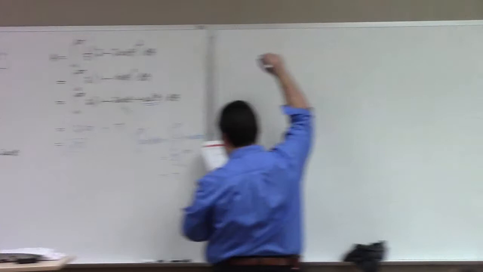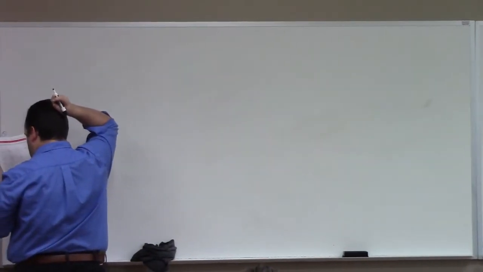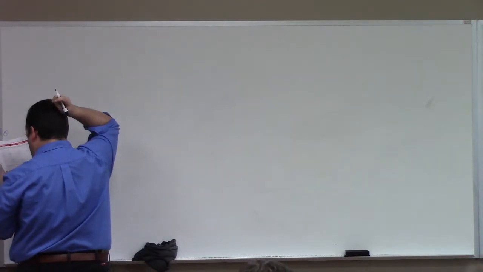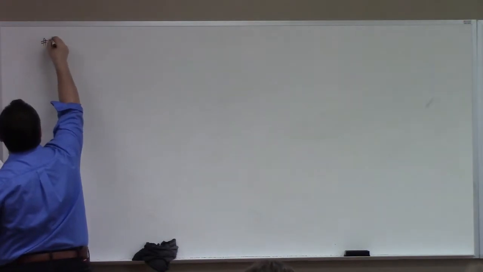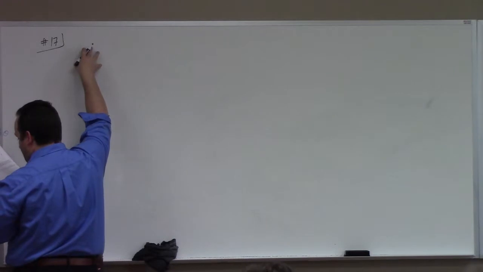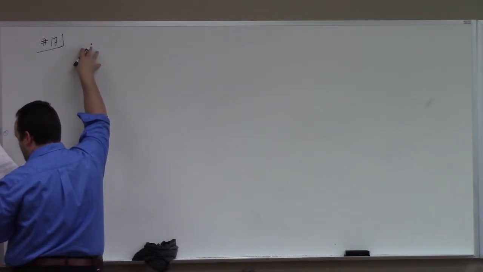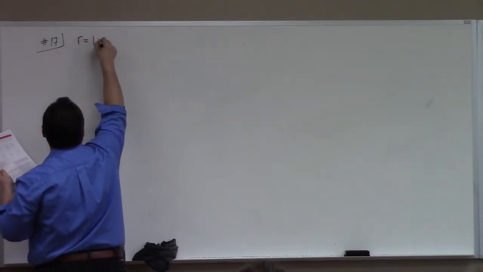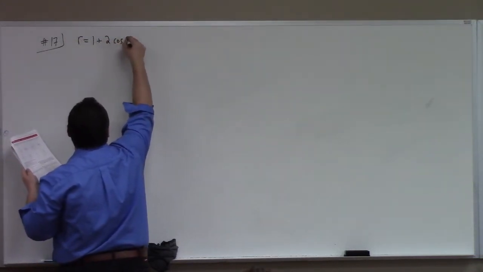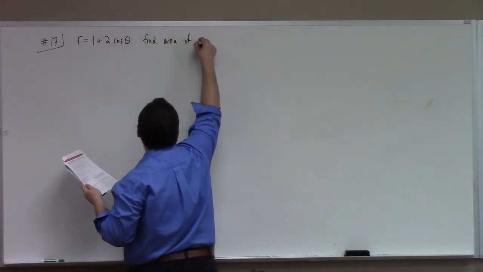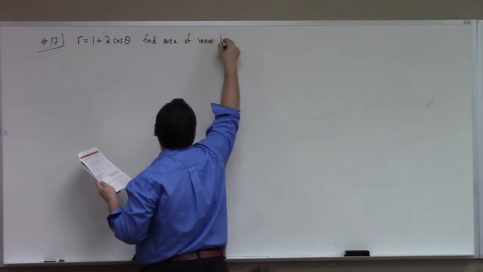Let's try one that's maybe a little bit sneakier. Trying to find one here. Number 17, we'll try that one out. We're supposed to find the area of the inner loop of 1 plus 2 cosine theta. Find area of inner loop.